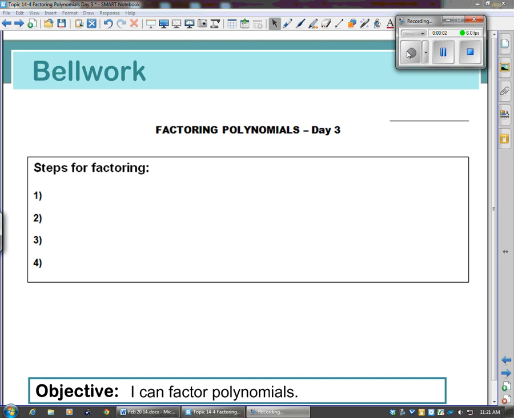Okay, each of you should have out your notes packet and be opened up to topic 14-4, Factoring Polynomials, Day 3.